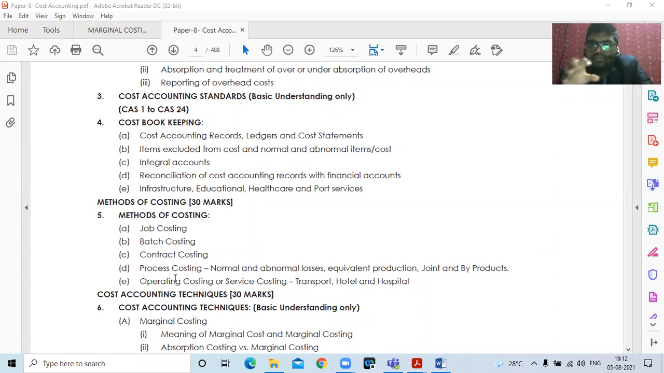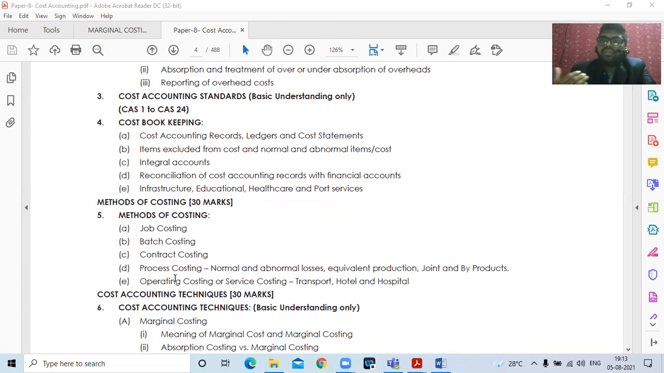Okay, so we have different methods for process costing. Okay, that is there. And the last one in this method of costing is operating costing. Operating costing is generally related to, for example, companies like hotel industries, then your transportation industry, then your hospital, then your cinema halls. So here see, they operate for a number of people. First of all, they are providing services. They are not manufacturing any kind of product.